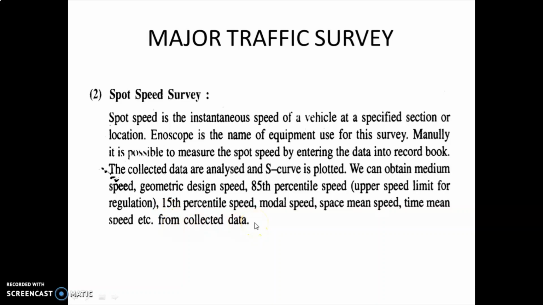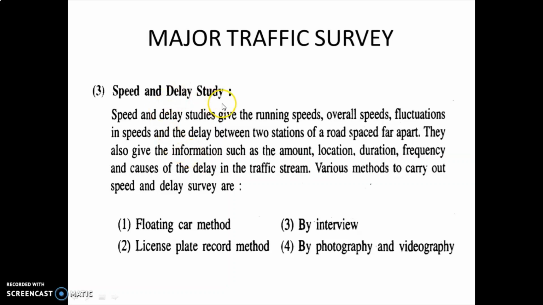Okay, so we have to do the traffic survey, and for that particular traffic survey there are various methods, and we have discussed up till now two methods. Traffic volume study, and second one is the spot speed survey. And why are we doing this? Because we have to collect the data as per our requirement. Now the third one is the speed and delay study.